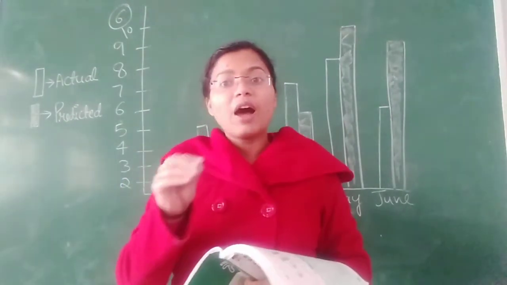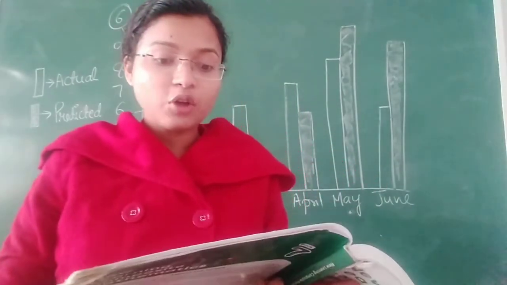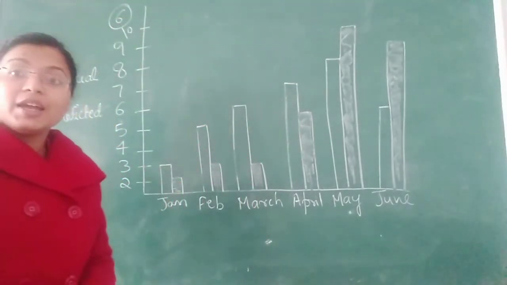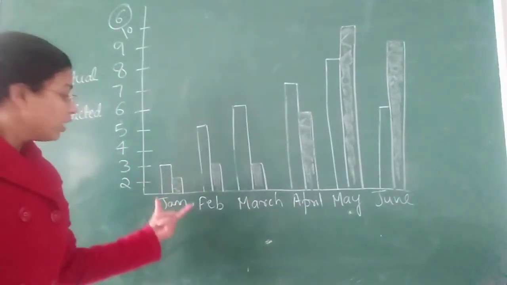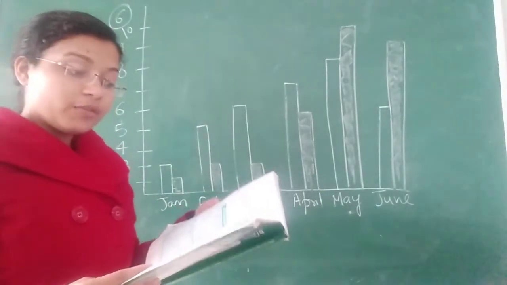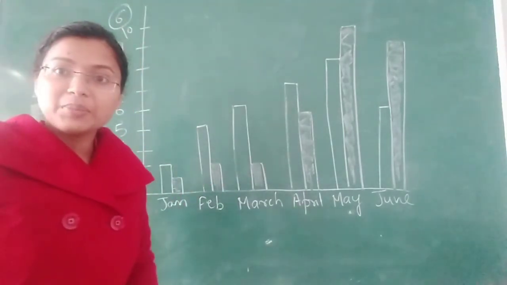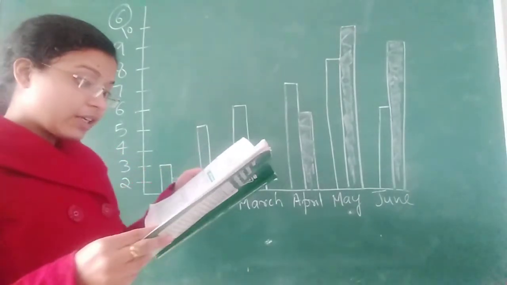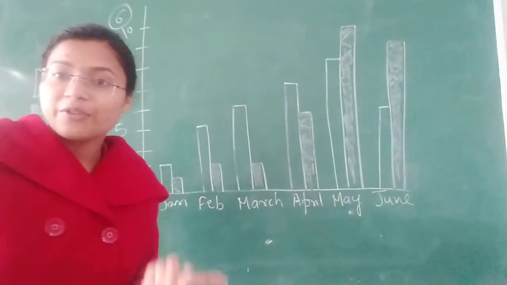Now you have to follow the same procedure. For the actual rainfall in the month of January it is 3 centimeters, so up to 3 centimeters. Next, for the predicted one it is 2, so up to 2. That is for the month of January. Next, February. In February the actual rainfall is 5 centimeters, so up to 5 centimeters. The predicted one is 3, so up to 3. This is completed for the month of February.